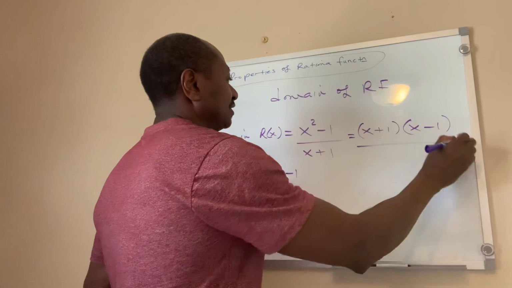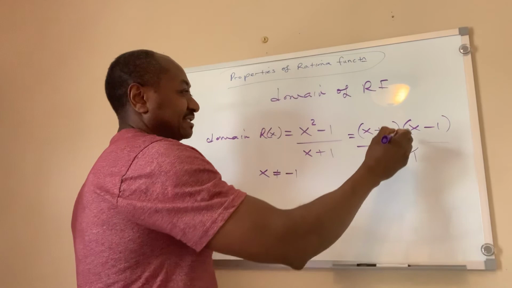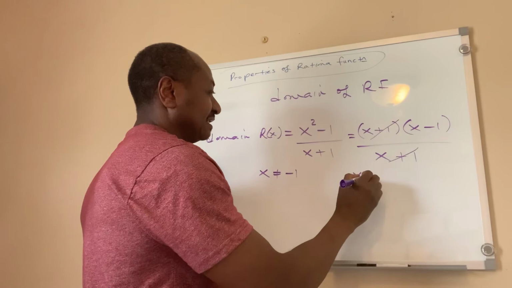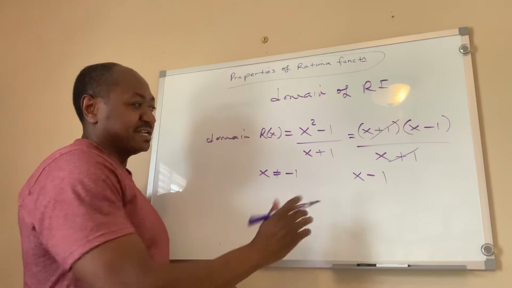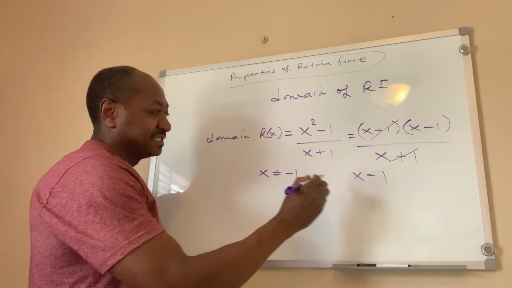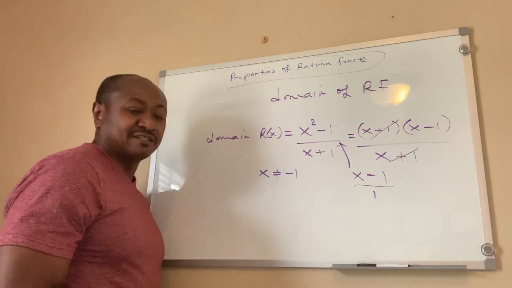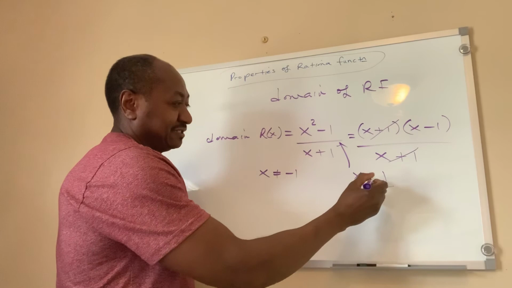And so then your temptation is that you're going to cancel out this x plus 1, right? And so your answer, if you did, is going to be x minus 1. Now, note that x minus 1 is not a rational function. So this is different. Even though it's been said that you have to reduce it to lowest terms, you cannot reduce it when it takes away the rational function. Obviously, the domain of x minus 1 is the set of all real numbers, which is different from this here.